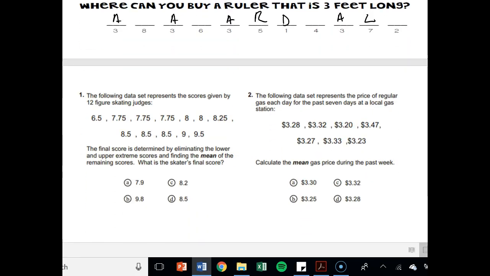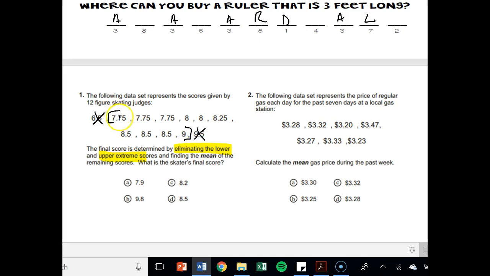All right, so on the back side, again, we got some pretty easy problems here related to mean, median, and the center. So it says the following data represents the scores given by 12 skating judges. The final score is determined by eliminating the lower and upper extreme. So highlight that. Eliminating the lower and upper extreme scores and finding the mean of the remaining scores. So basically, you're going to say, okay, what was the smallest score? Get rid of that. And what was the biggest score? Get rid of that. Now just find the mean for the remaining scores, right?